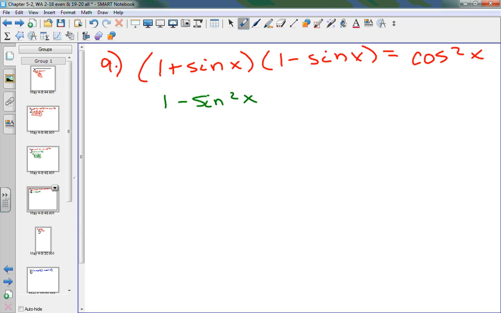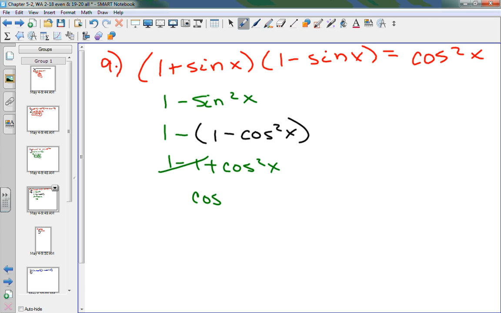Now, I need to get rid of that sine squared. What do I know sine squared to be? 1 minus cosine squared. Yeah. 1 minus cosine squared. So I'm going to have 1 minus the quantity 1 minus cosine squared. So what do I do now? Distribute. So I have 1 minus 1 plus the cosine squared of x. 1 minus 1 cancels out and I'm left with cosine squared of x.